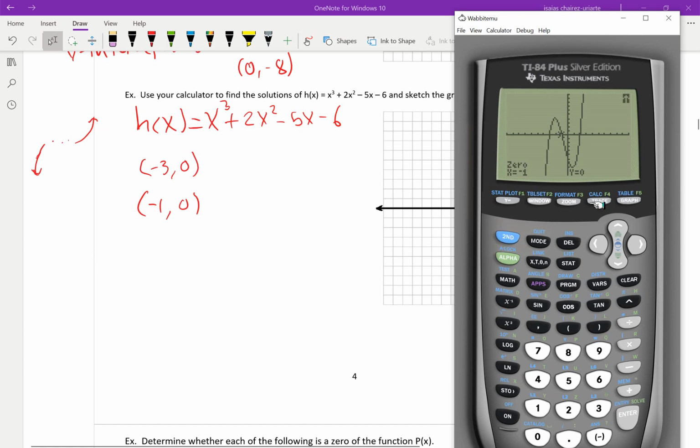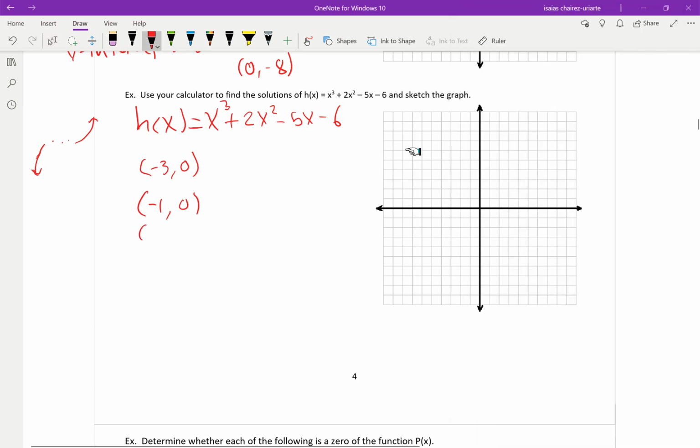Again, second calc. I'm gonna go to 0. And let me try to find the rightmost x-intercept. So for a left bound, I gotta be a little bit to the left. Oops, I went too far. I think that's a little bit to the left of the third x-intercept. Let me go a little bit to the right of it. And let me hit enter. All right, and my calculator just computed that my x-intercept is 2. So 2, 0. So it looks like I have 3 x-intercepts, yeah?